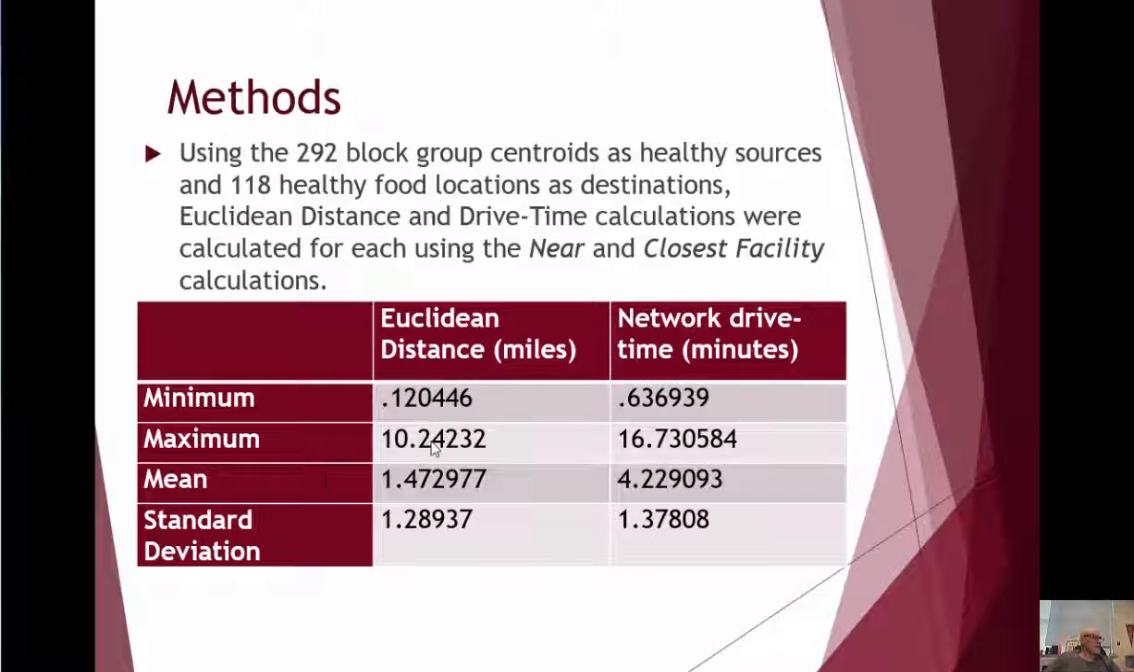So Euclidean distance, we had minimum, maximum, standard deviation. If you've taken stats before, you're taking my geostats class, will know exactly what all of those mean. But we have the minimum distance, and then the minimum network drive time, the maximum. So there's a block group out there that takes almost 17 minutes to get to the nearest supermarket. What can we put there? Are there going to be other options there? Are there unhealthy options? This is probably a rural area. Is Dollar General going to come in and fill the void there? And on average, it takes about 4 minutes to drive to the nearest healthy food location or supermarket.